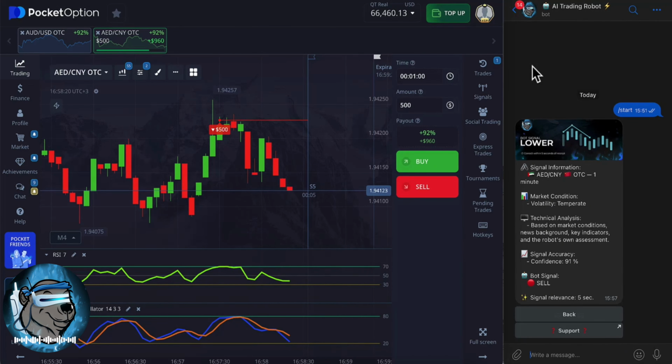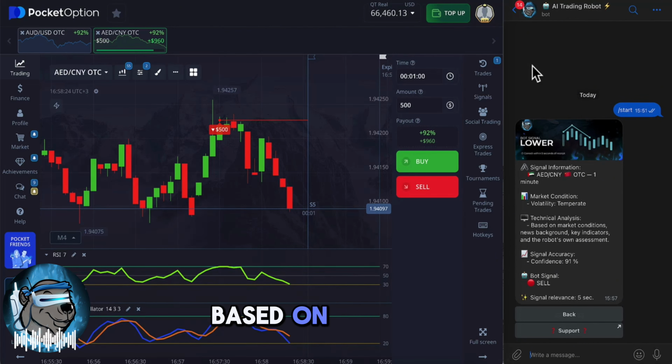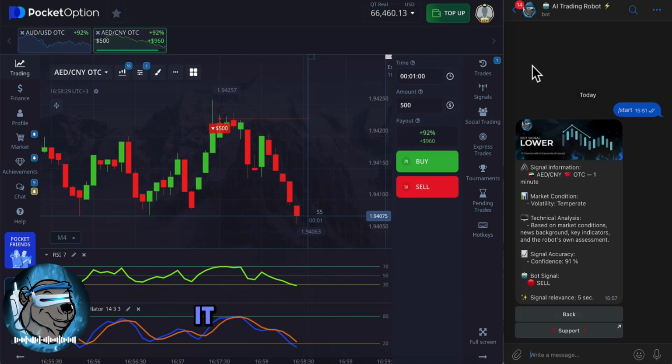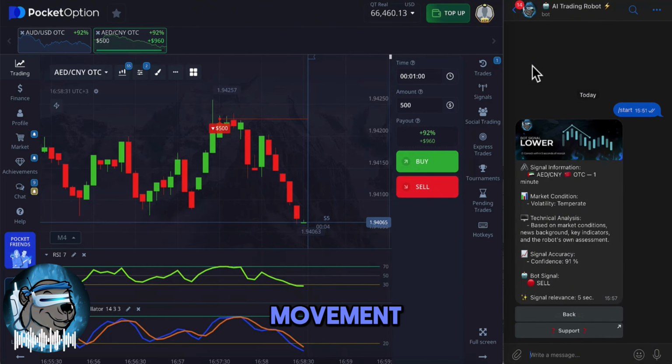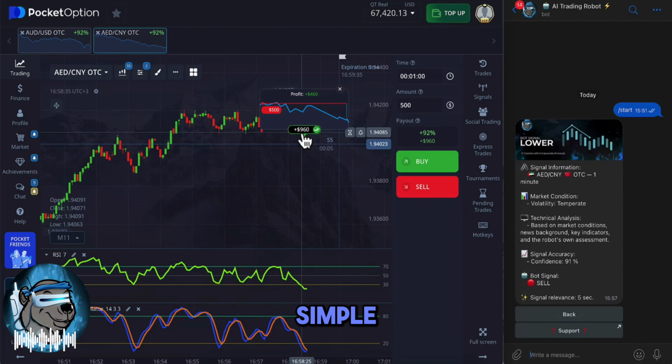Why does the trading robot predict the market so accurately? Because it is based on artificial intelligence, and thanks to being powered by artificial intelligence, it simply understands the future price movement. That's all there is to it. The most complicated things are actually simple.